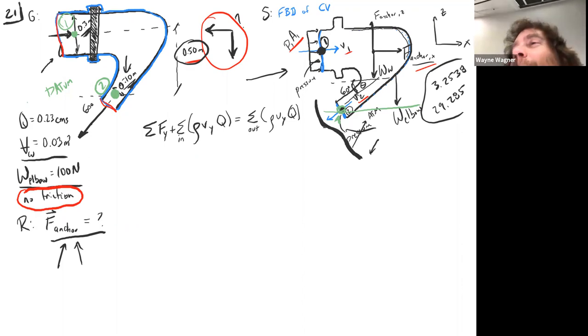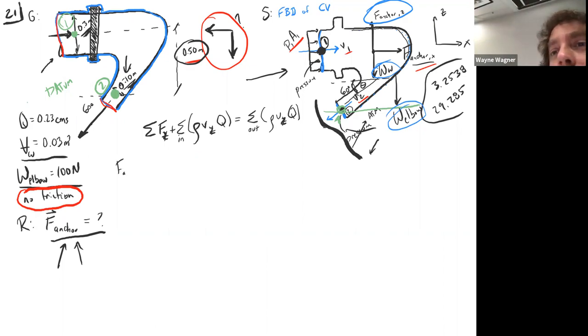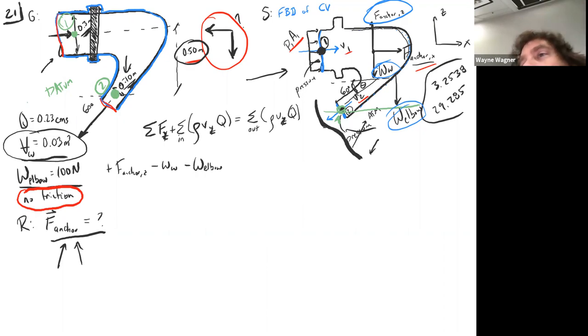Okay, so the forces in the Y direction, or the Z direction, excuse me. Oh, dadgummit, these are Z's. Z, Z, Z. Let's go ahead and circle them. I'll do them in blue. We've got this anchor here, we've got this weight here, we've got this weight. There's no pressure in the Y direction, so that's pretty straightforward. So F anchor in the Z direction, that's positive, minus the weight of the water, which we can get pretty easily from here, minus the weight of the elbow, wellbow, if you will. Okay, those are all the forces.